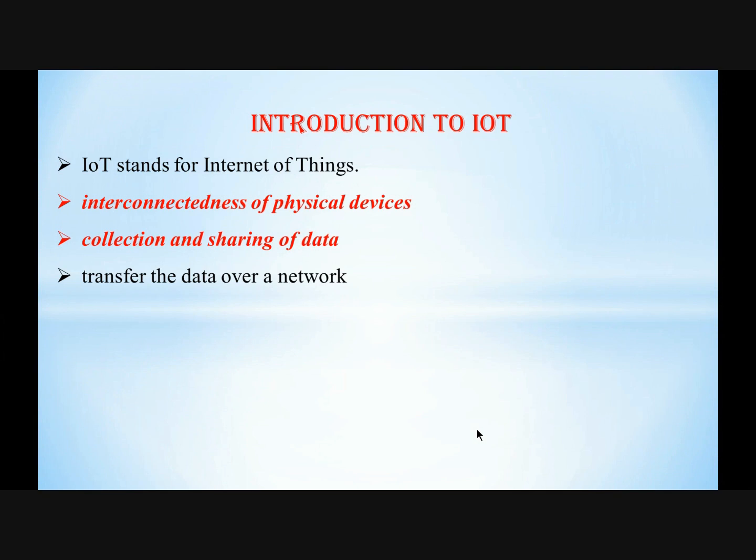Okay. And then the connectivity enables these objects to connect and exchange data between themselves. This technology also allows for the collection and sharing of data, that too from a very vast network of devices. So this will create opportunities for more efficient and automated systems. Okay. And then one more thing is what? The ability to transfer the data over a network, which will not require human-to-human interaction or human-to-computer interaction.